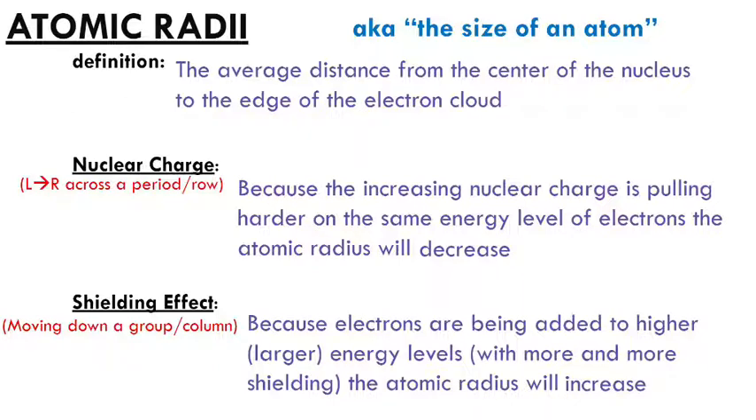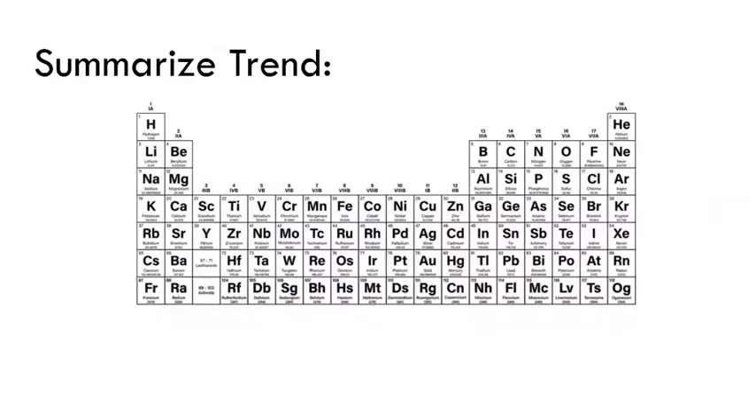So these are the two main ideas we need to know about atomic radius: it decreases as we go left to right and increases as we go down. So let's go ahead and summarize this on the periodic table. You can ignore the F block down there. We're really focused on these main group elements. And we're going to draw some arrows on this periodic table.